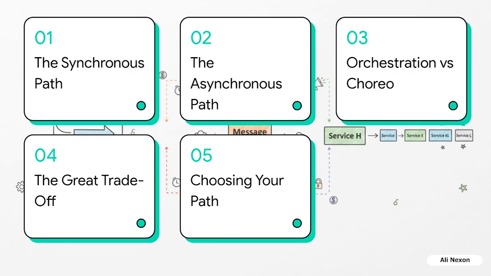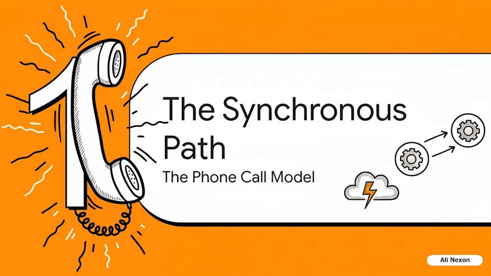We've got a roadmap. First, we're going to look at the two main highways for communication, the direct, synchronous path, and the more flexible, asynchronous one. Then, we'll get into how you coordinate everything. Do you need a central boss calling the shots with orchestration, or is it more of a free-form dance with choreography? And finally, we'll put it all together so you can figure out which trade-offs you're willing to make and choose the right path. Okay, let's get into it.